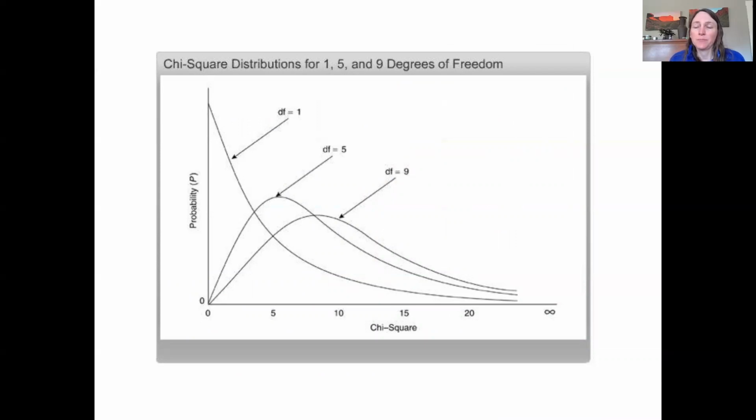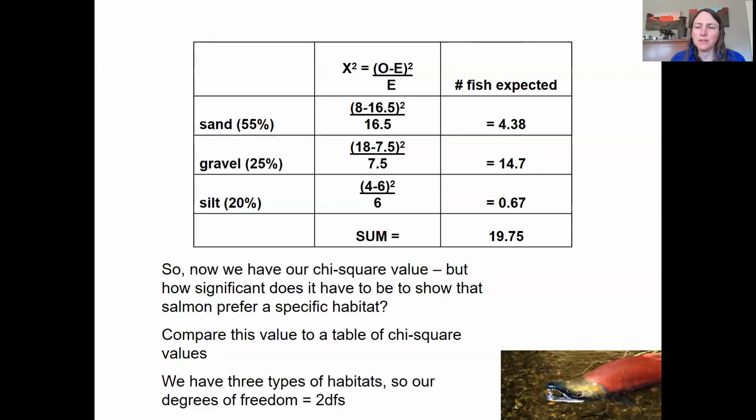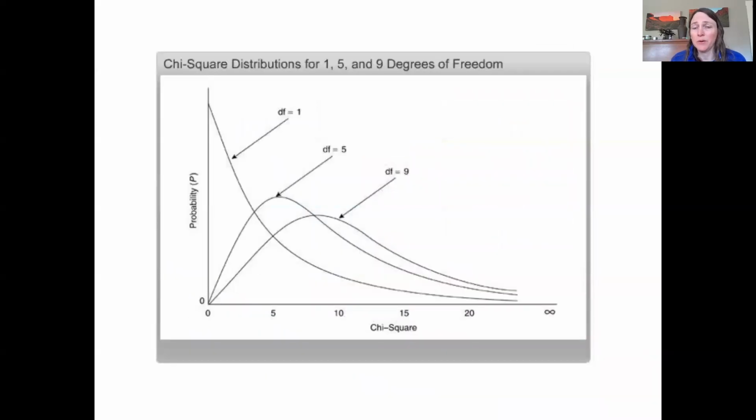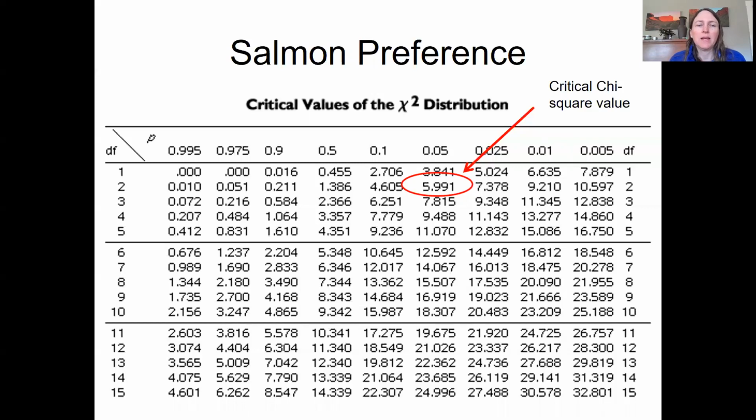Going back here, 19.75, you can see that's a pretty big chi-square number because this only shows you 20 and then going on to infinity. If we go to a table of chi-square and look for 2 degrees of freedom in this degrees of freedom column, so we find 2, and go across until P is 0.05, we see that the critical chi-square value is 5.991. So as long as our chi-square value is larger than 5.991, we can reject the null hypothesis.